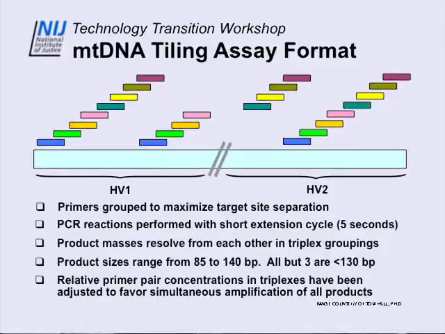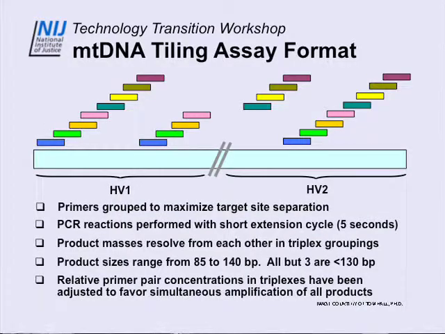This is the layout of one assay. There's 8 reactions. Each of those has 3 primer pairs in it. So these are shown grouped by color. What we do then is we group them such that each primer pair within a reaction that has 3 primer pairs, each one is as far apart from the others as it can get.